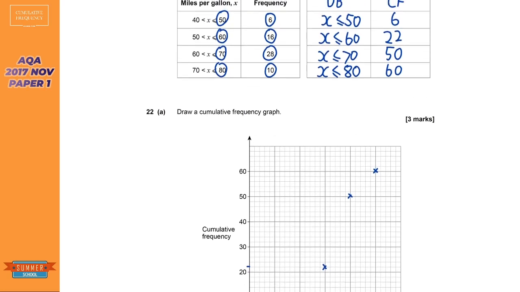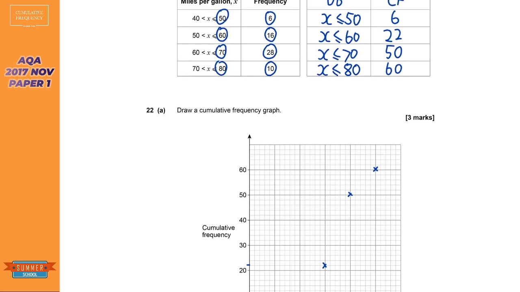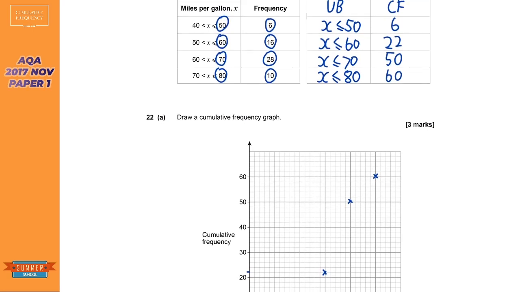Right. Now some teachers say that there's a missing point here, and we know that x can't be less than 40. So what some teachers say is plot the 40 there. Now it's quite common to not get a mark and not lose a mark for that. So you can leave it up to your own instincts whether you're going to plot that 0 point.